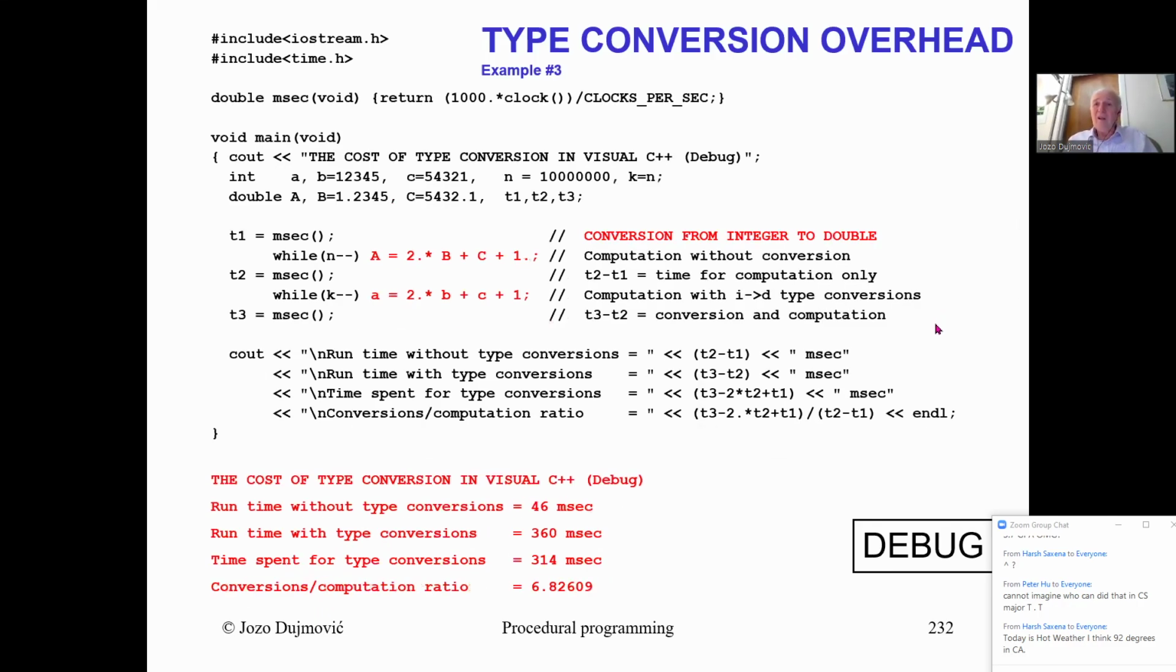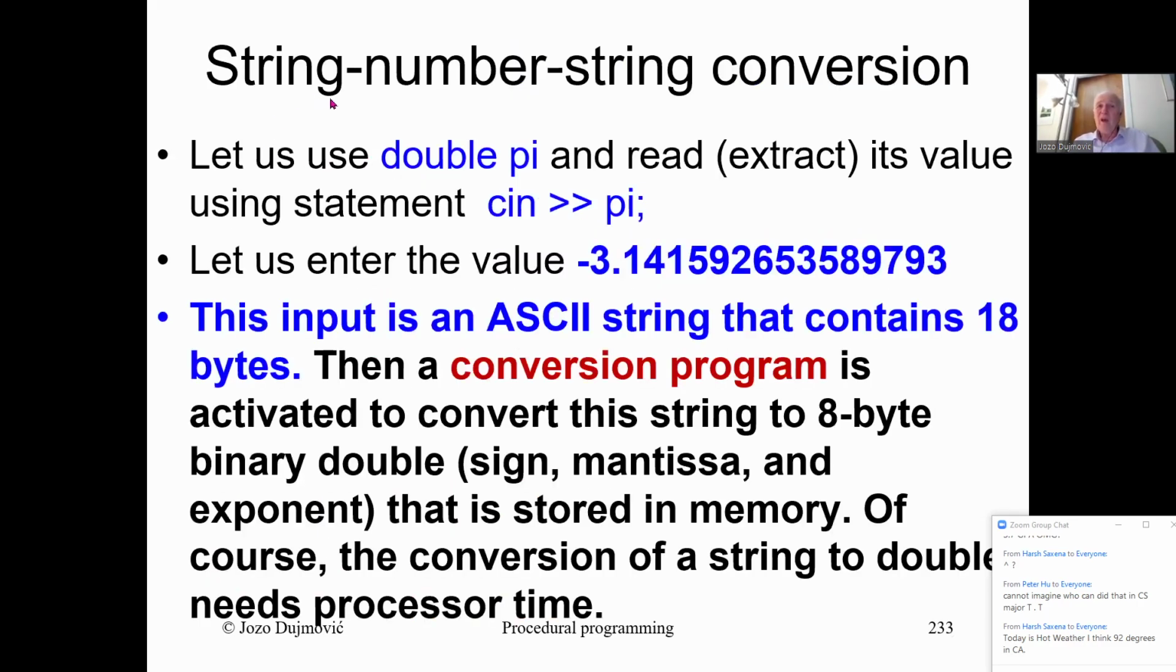Another important problem is string to number conversion. Imagine that I want to read pi from the keyboard. So I have cin, this is the keyboard stream, and I want to insert pi from that. What do I have to enter? I have to enter pi, so we enter minus 3.14, etc. Minus pi, I want to enter inside.